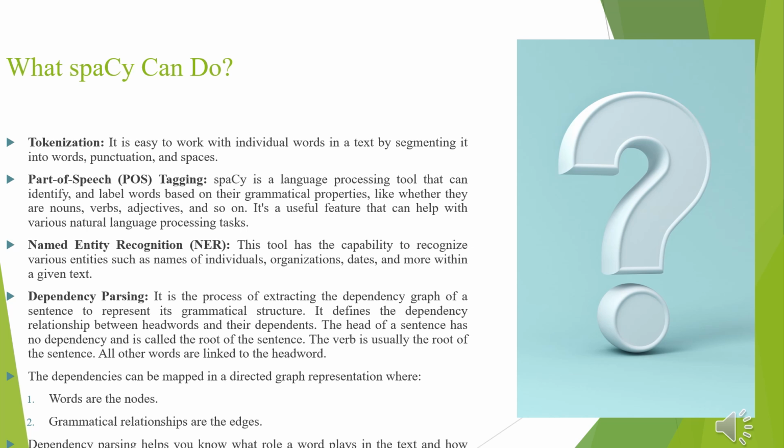Next one is part of speech, POS tagging. Another key feature is POS. SpaCy can identify the grammatical properties of words, such as whether a word is a noun, verb, adjective, or adverb. This is useful for tasks like text summarization, keyword extraction, and sentiment analysis, as it helps us understand the role of each and every word in a sentence.